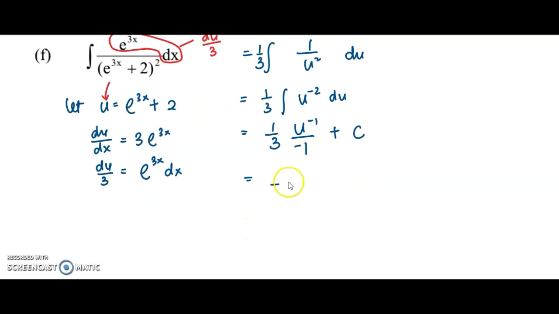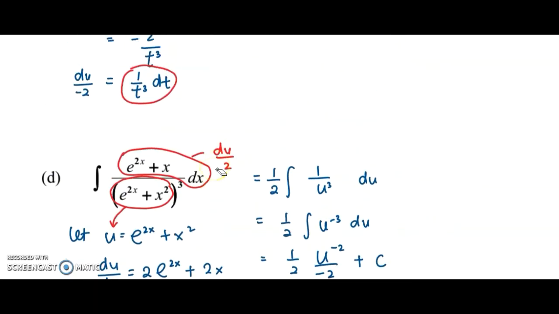After that, you have -1 over 3, and u is going to be put as the denominator. So the u now is e^(3x) plus 2. This is what you set just now. Alright, and plus constant.